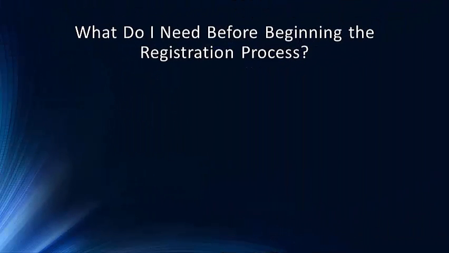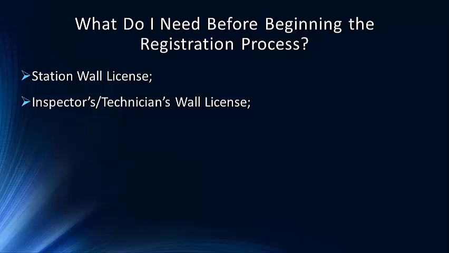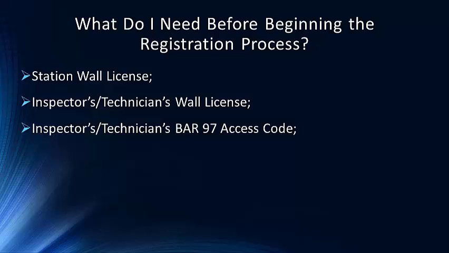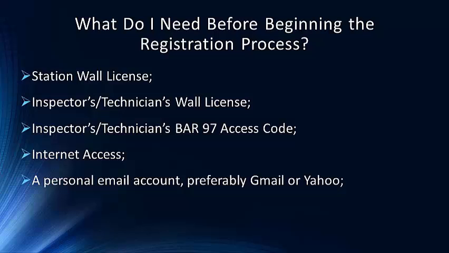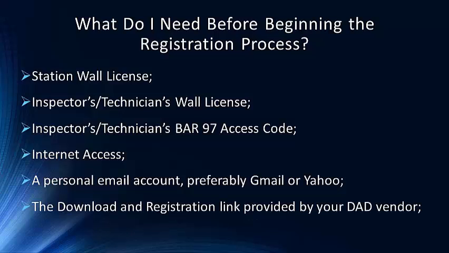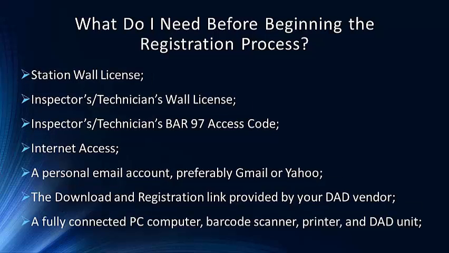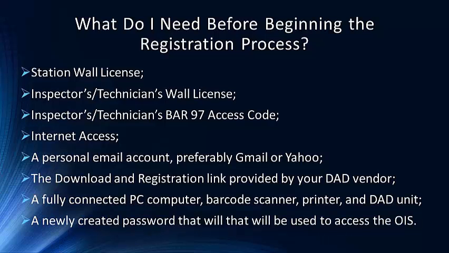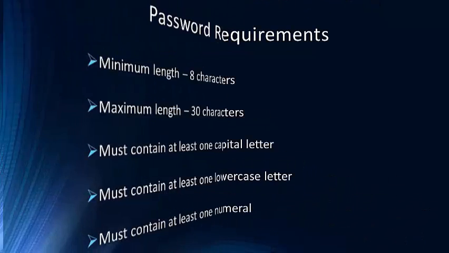To continue on with the registration process, you must have the following items available: the station wall license, the inspector or repair technician's wall license, the inspector or repair technician's BAR 97 access code, and keep in mind this is the personal property of that technician and should not be shared with anyone, internet access, a personal email account, preferably Gmail or Yahoo, and just a reminder that each user needs an email address, the download and registration link provided by your DAD vendor, a fully connected PC computer, barcode scanner, printer, and DAD unit, and finally, a newly created password that will be used to access the OIS.